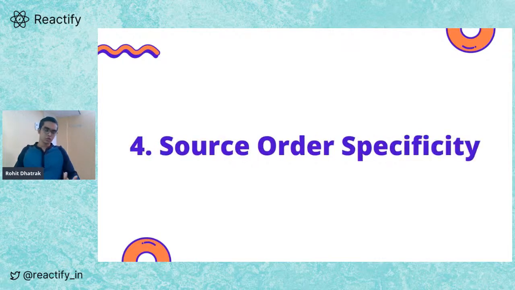Then another problem is source order specificity. So if you're building a single page application and you decide to do code splitting on your CSS files on a per page basis, then the order in which your CSS files load starts to matter. Essentially the CSS file that loads afterwards would have a higher specificity than the CSS file that has loaded before. So you'll have to set up tests to ensure that your UI is rendering as you expected it to be.